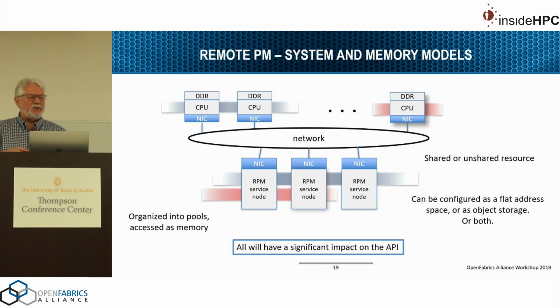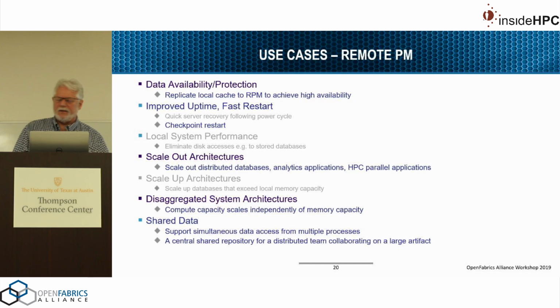It could be a flat address model that I described earlier, or an object store model, or some other kind of advanced model for maintaining memory. So all of these are going to have a significant impact on these three characteristics, on what the API ultimately looks like for executing accesses over a fabric.